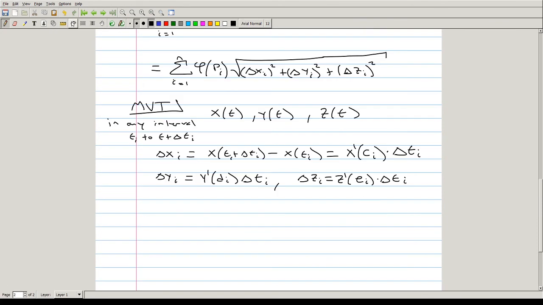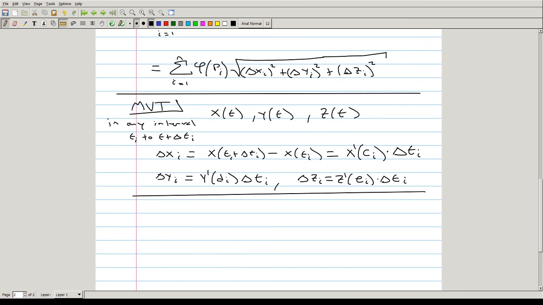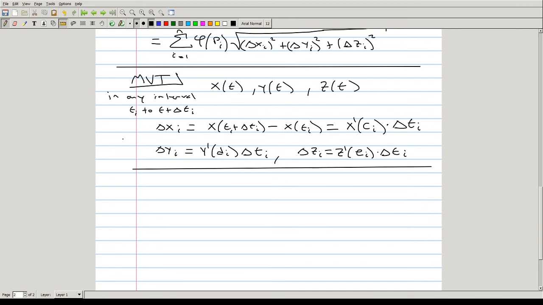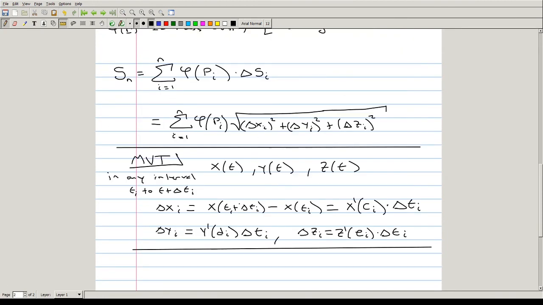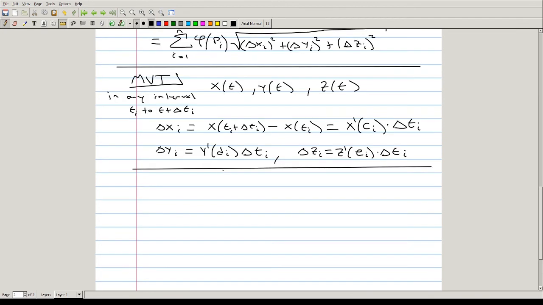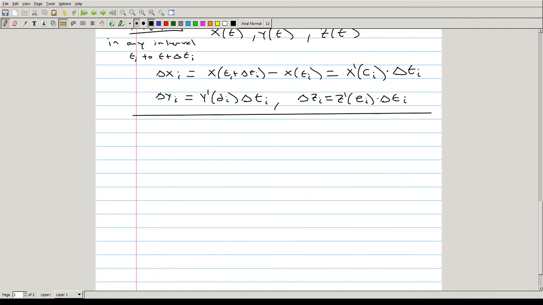So under certain relatively nice assumptions on the functions x, y, and z, which are always going to be true for a nice piecewise smooth parametric curve, any piecewise smooth parametric curve will obey these assumptions. So what's nice then is that this expression for S_n, as we've already seen, is a nice approximation to the total accumulation.